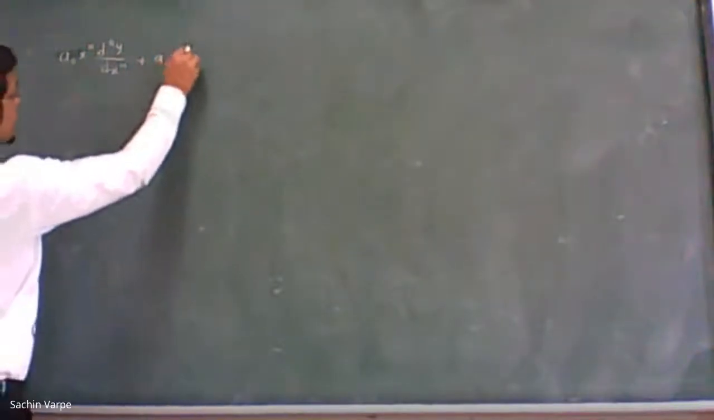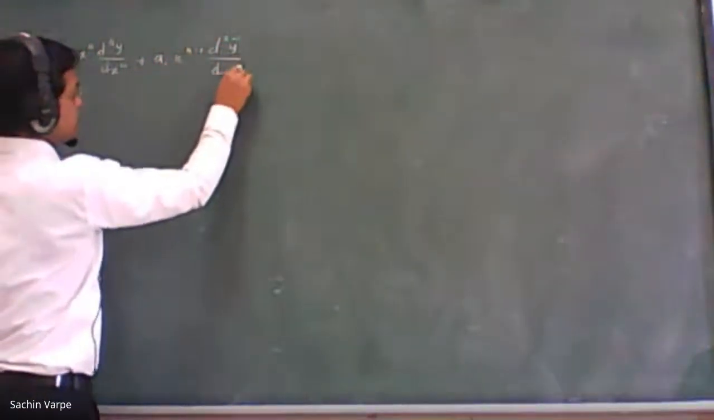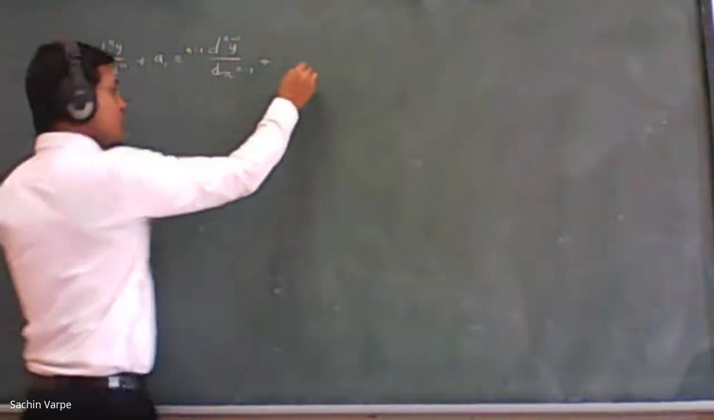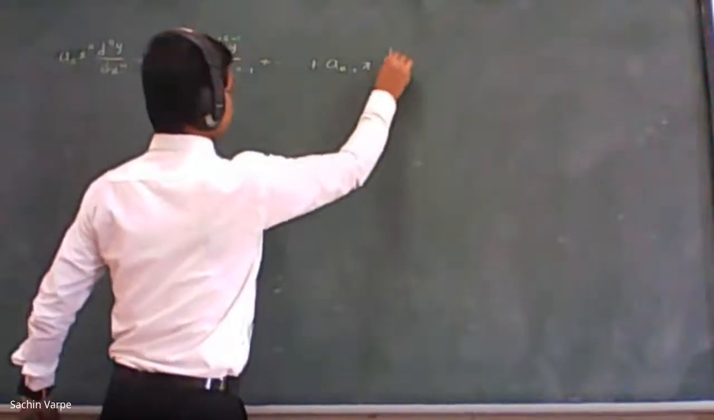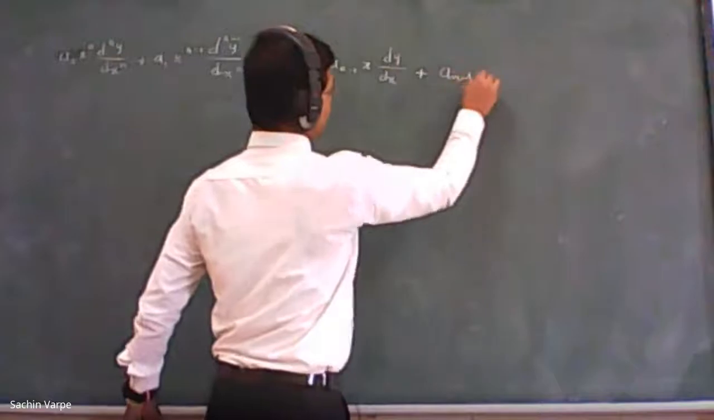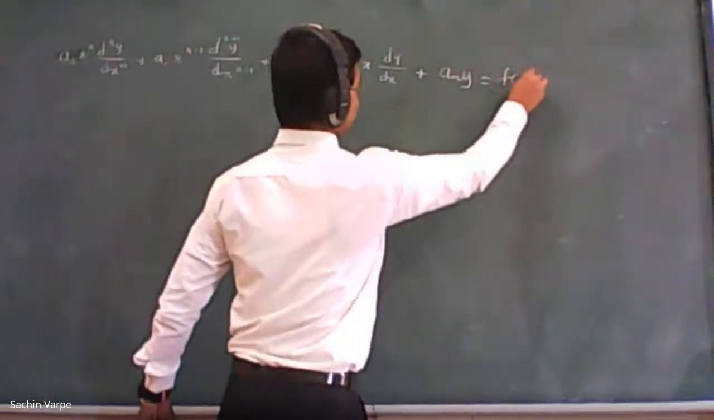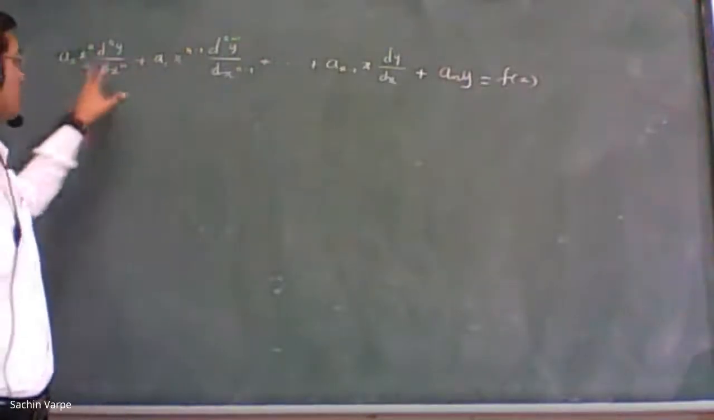In Cauchy's, we have discussed if the differential equation is of the form a naught x raised to n, nth derivative of y with respect to x, plus a1 x raised to n minus 1, n minus 1th derivative of y with respect to x, plus and so on, a n minus 1 x dy by dx plus a n y is equal to f of x, then this is called Cauchy's linear differential equation. Here the coefficients are not constant.